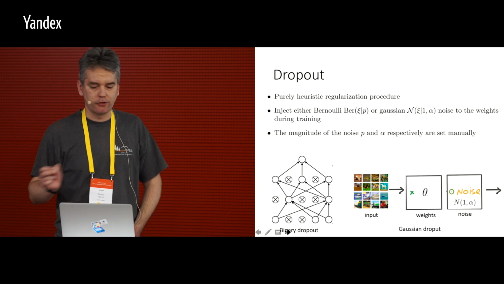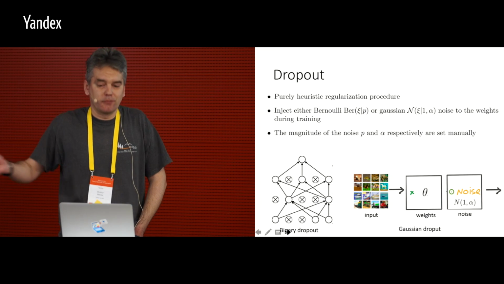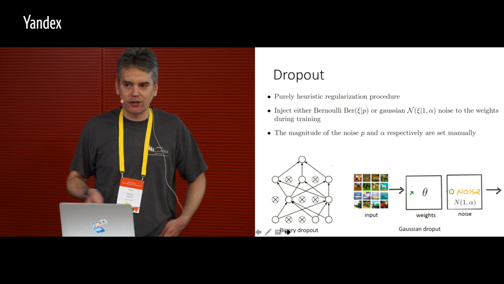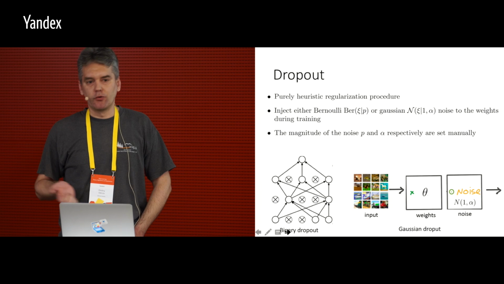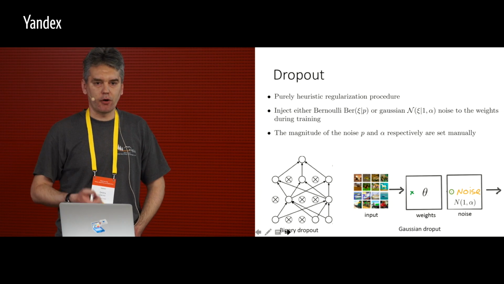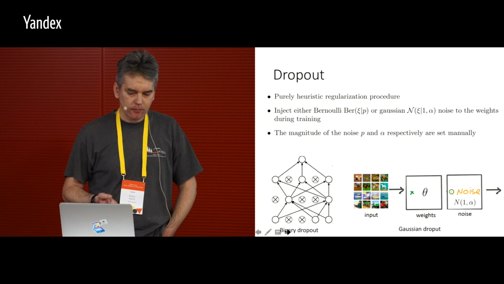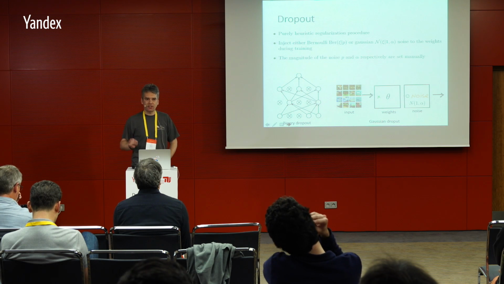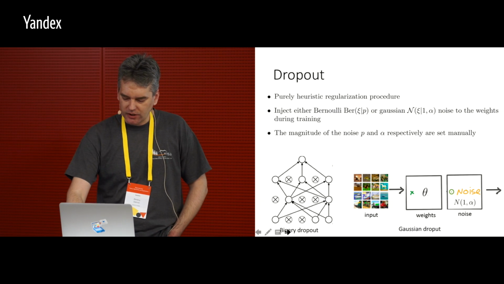So now we switch to dropout. This is known as a pure heuristic procedure, which somehow works. There are several variants of dropout. One is binary dropout, which corresponds to injecting Bernoulli noise to the weights or to the outputs of neurons. Another variant is Gaussian dropout, when we inject Gaussian noise with a mean of 1 and a variance of alpha. The performance of dropout is highly dependent on how we choose the dropout rate p, or the magnitude of Gaussian noise alpha. And it is assumed that those hyperparameters should be set up manually.